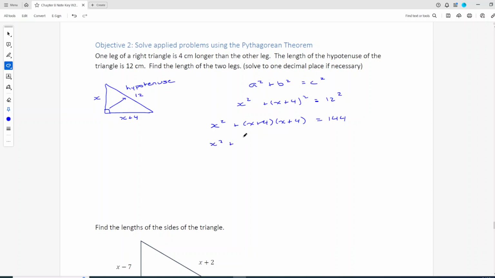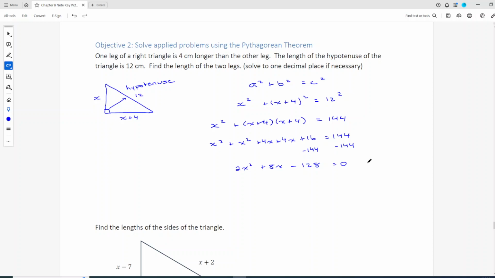So I get x squared plus, so x times x is x squared. x times 4 is 4x. 4 times x is 4x, and 4 times 4 is 16. Then I'm going to collect like terms, and I'm going to subtract 144 at the same time. So I end up with 2x squared plus 8x minus, I don't know if I trust myself. I think it's 128, but good. Now this is the quadratic I'm going to solve.